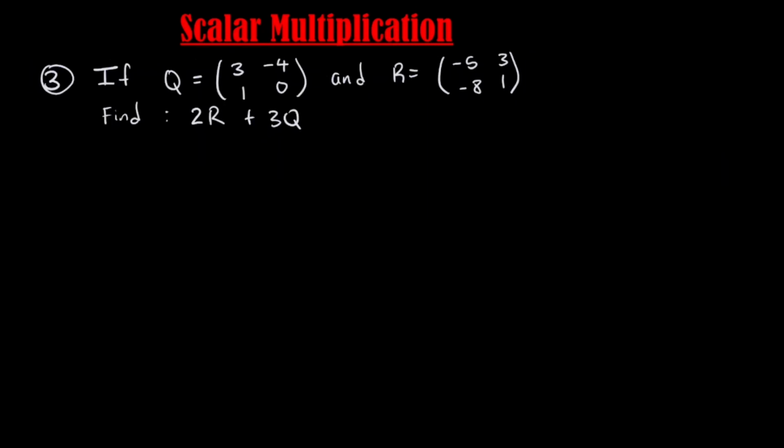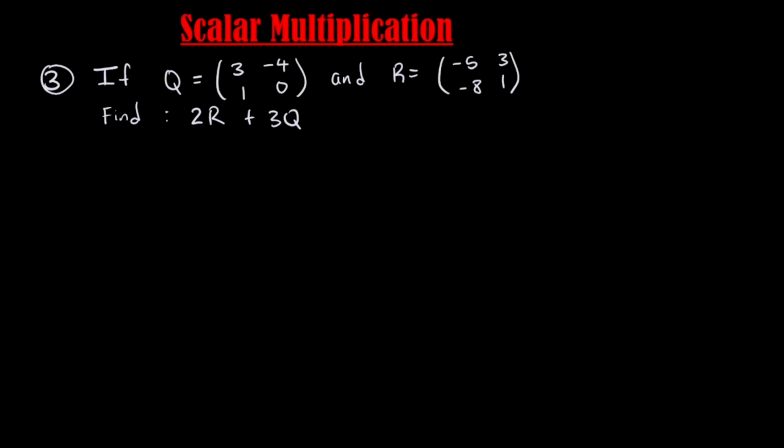And our final question is a combination of the concept of scalar multiplication and addition of matrices. So if you are not so familiar with adding and subtracting matrices, the link to our video is popping up in the top right hand corner at this moment. So let's go. To work out a problem like this, you first need to work out the scalar multiplication. So we need to find what is 2r, and we also need to find what is 3q, then we will add.